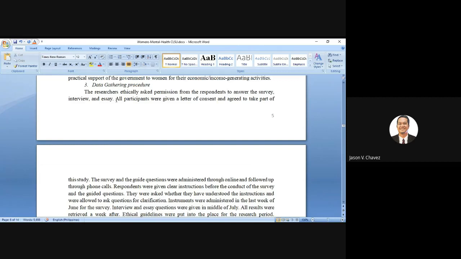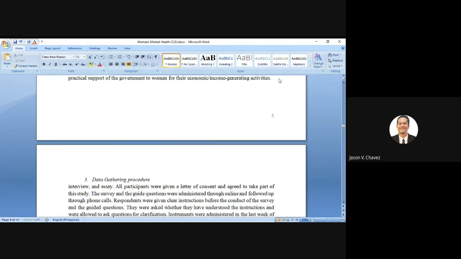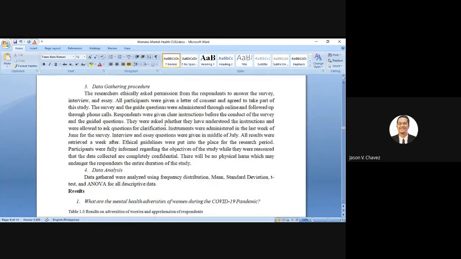Okay. I did not enumerate this, so it's still in a paragraph form. But anyway, the ingredients include permission. That's the first part. We have it here, the shaded part. The next one is all participants were given a letter of consent, blah, blah, blah. So they have to be informed and they have to have consent. Definitely, you will be getting information from people who have consented themselves to be a part of your study.